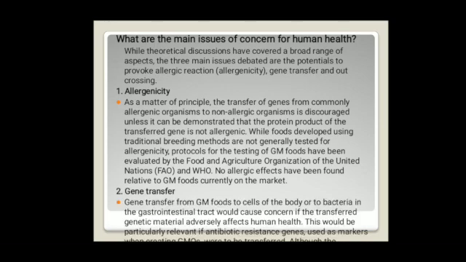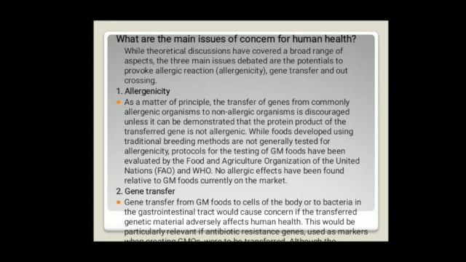Number 2 is gene transfer. Gene transfer from GM foods to cells of the body or the bacteria in the gastrointestinal tract would cause concern if the transferred genetic material adversely affects human health. This would be particularly relevant if antibiotic-resistant genes used as markers when creating GMOs were to be transferred. Although the probability of transfer is low, the use of gene transfer technology that does not involve antibiotic-resistant genes is encouraged.